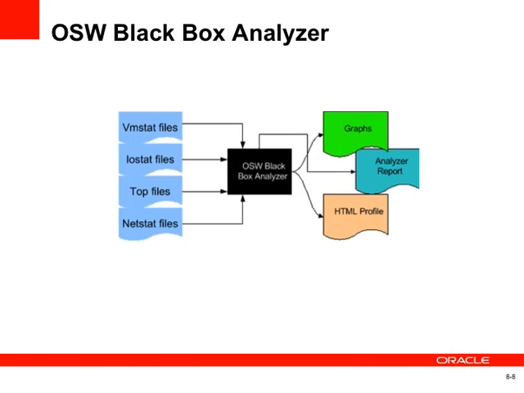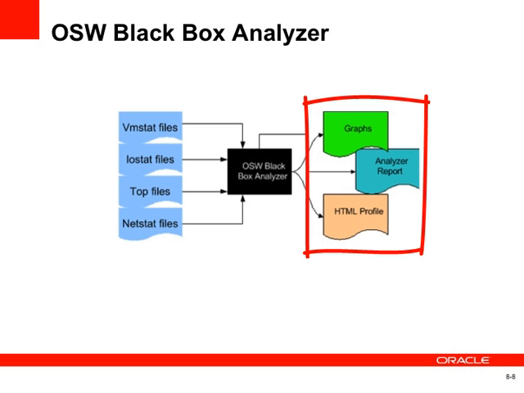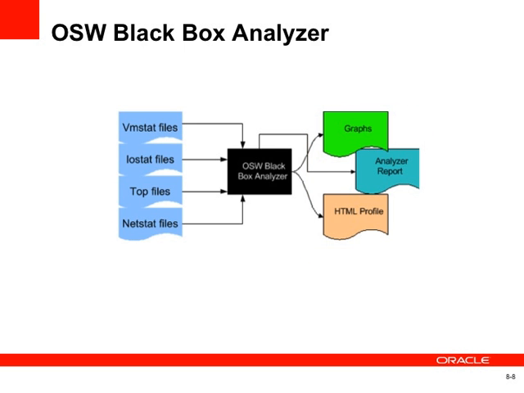In this slide, we can see on the left-hand side the different files collected by OSWatcher Black Box that are used by the analyzer. As you can see, only the vmstat, iostat, top and netstat log files are used by the analyzer at this time. These files are parsed by the analyzer, and on the right-hand side we can see the output of the analyzer, the output being graphs of specific OS metrics collected, an analysis report, and an HTML profile as described on the previous slide.